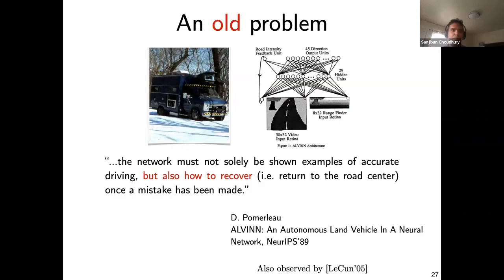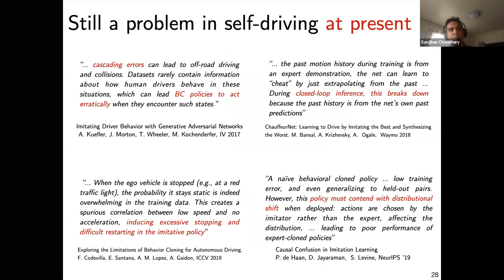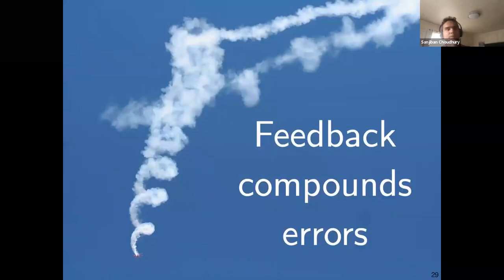And in case you're wondering, is this a problem that only happened with the race cars that we're working with? It's really not. It's a very old problem that goes back all the way to the first end-to-end self-driving car, where Dean Pomerleau talked about how the vehicle needed to be shown how to recover to stay on the lane. But the surprising thing is, after 30 years, this still remains an open problem, or rather a persistent problem. These are just four of the many recent papers that talk about how cascading errors occur in closed loop systems, right? So feedback compounds errors. This is a pretty pervasive problem in machine learning when we apply it to robotics. The question is, what can we do about it?